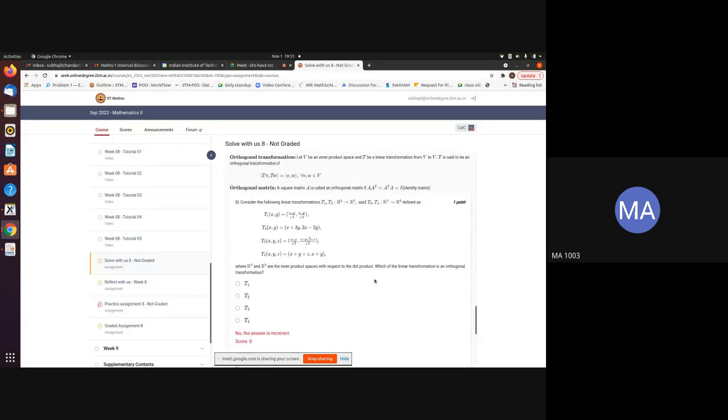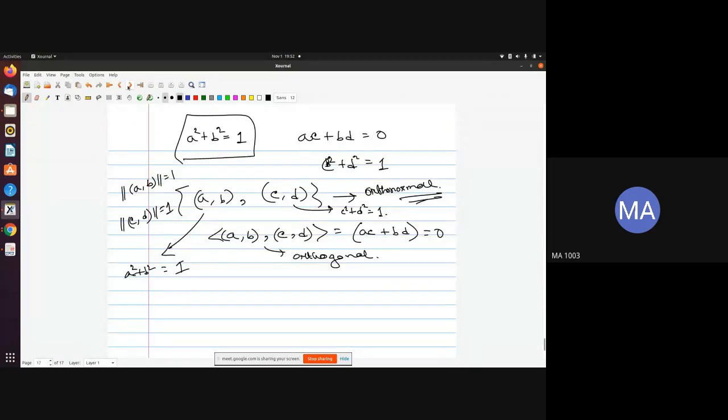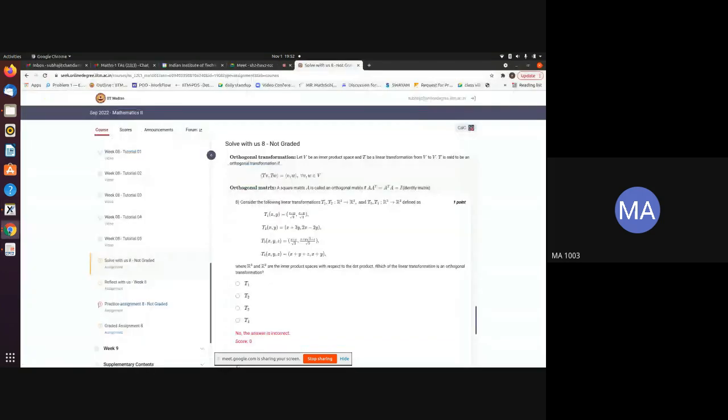Right. Now suppose you take T1 and T2, say the second one. T(x, y) is defined as (x plus 3y, 2x minus 2y). This is how it is defined. Can someone repeat what the second one is? T(x, y) is (x plus 3y, 2x minus 2y).